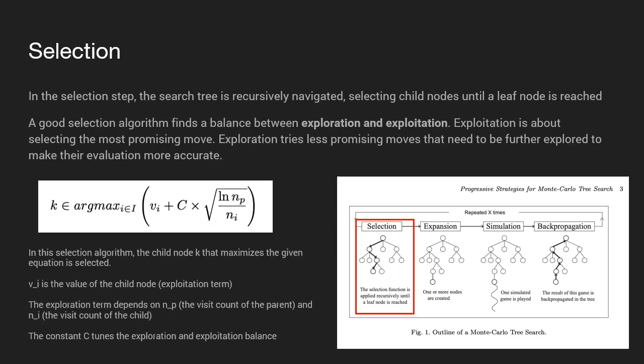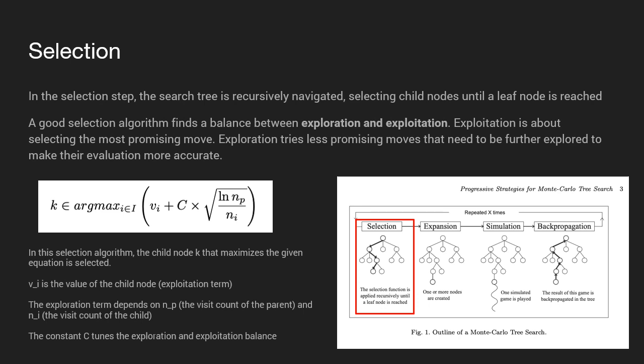The first step of this four-step loop is selection. In selection, we recursively navigate our search tree and we select child nodes until eventually we reach a leaf node. And we do that according to an algorithm. What makes an algorithm good for selection is that it balances exploration and exploitation, which is a concept you'll see a lot in artificial intelligence.